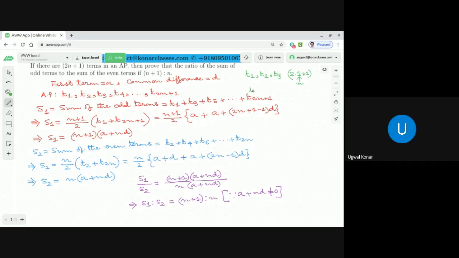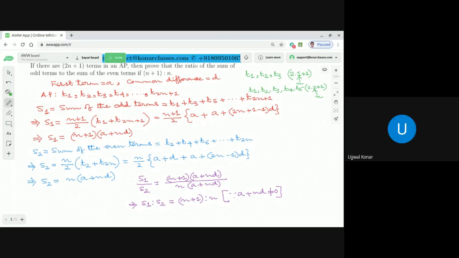Now let's take 5 terms, T1, T2, T3, T4, T5. So this representation is 2 into 2 plus 1, no? This is n, correct? Then how many odd terms are there? Just by inspection, T1, T2, T3, T4, T5. 3. So that is 2 plus 1. Correct, no? Yes. Got it.